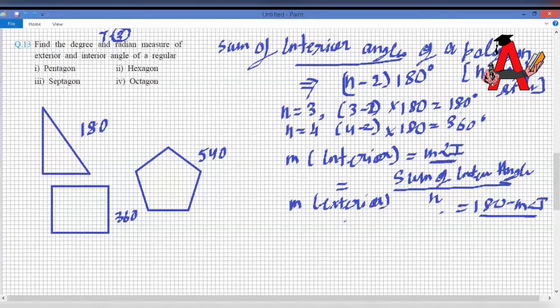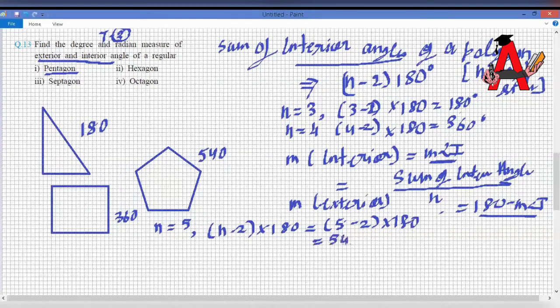So let's take the first question of this. Find the degree and radian measure of interior and exterior angle of a regular pentagon. What I have drawn here is a pentagon. Now pentagon has 5 sides. So n is equal to 5. Therefore, sum of all the angles of a pentagon will be n minus 2 into 180, which is equal to 5 minus 2 into 180, which is equal to 3 into 180, which is 540. So 540 is the measure of all the angles.